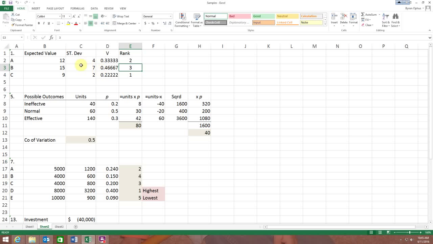Here we go. What number 1 is talking about is the coefficient of variation, and coefficient of variation tells us how big or small the standard deviation is, or the variation. And that usually denotes risk. The bigger the variation, the more risk that's typically involved.